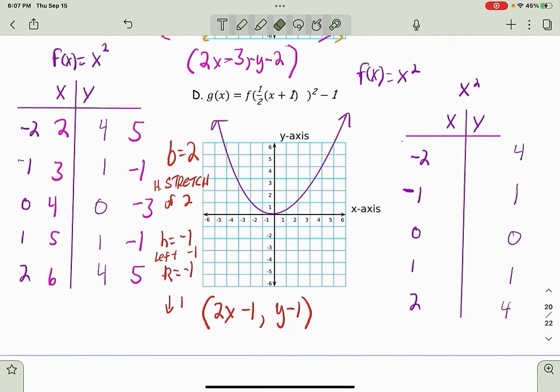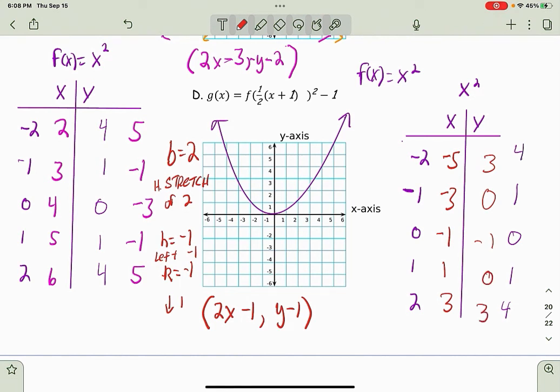So let's go ahead and graph. So let's first do the x's. So -2 times 2 minus 1 is -5. -1 times 2 is -2 minus 1 is -3. 2 times 0 is 0 minus 1 is -1. 2 times 1 minus 1 is 1. And 2 times 2 minus 1 is 3. On the y side, 4 minus 1 is 3. 1 minus 1 is 0. 0 minus 1 is -1. 1 minus 1 is 0. And 4 minus 1 is 3.